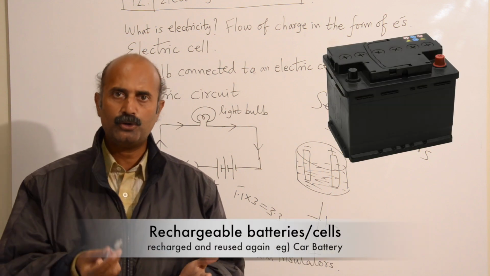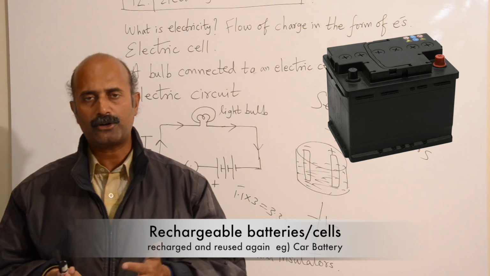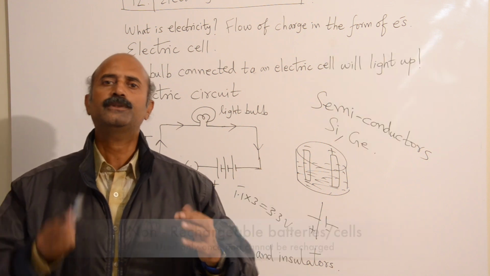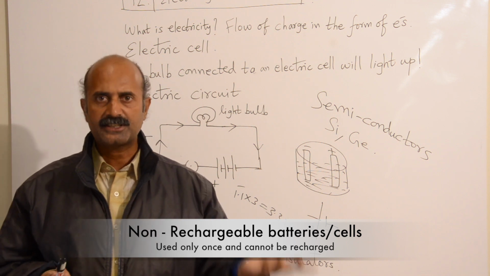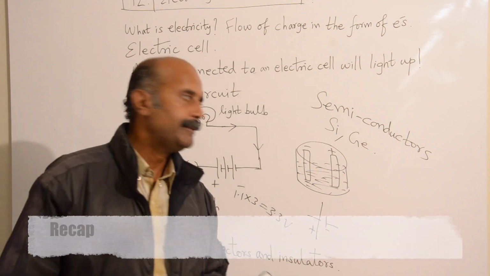Those cells which can be reused again and again are rechargeable cells or batteries, and those cells or batteries which can be used only once are known as non-rechargeable cells or batteries. So let me recap this chapter.